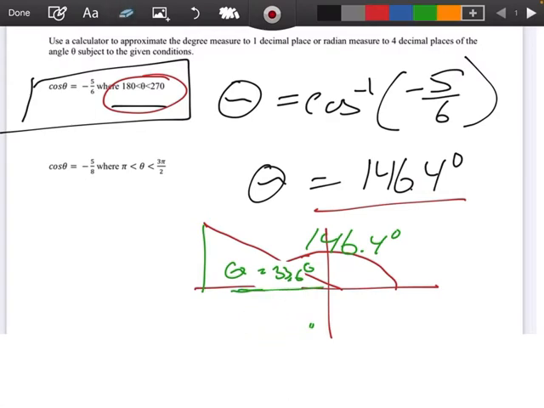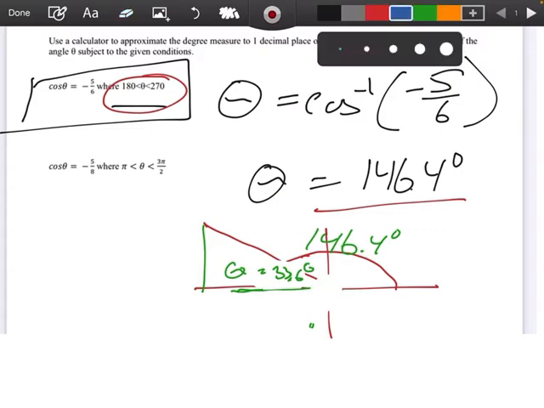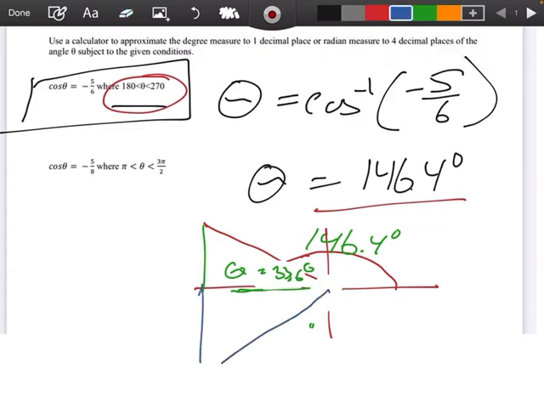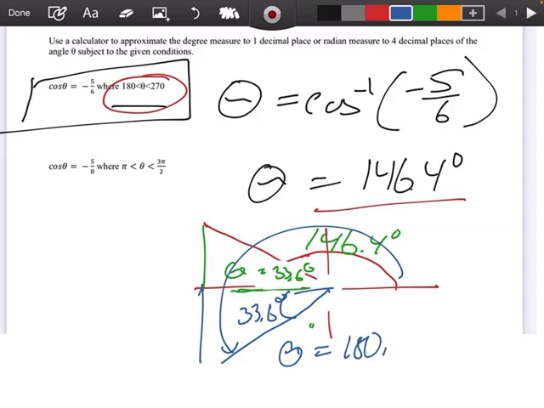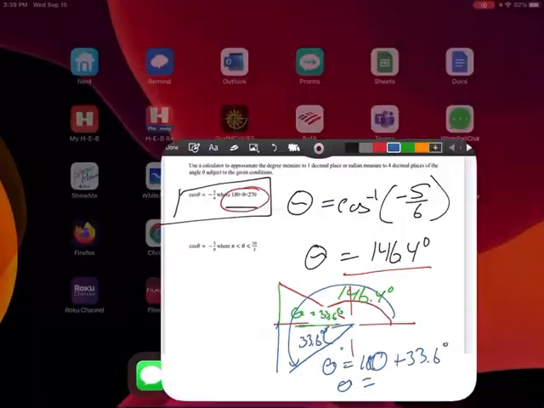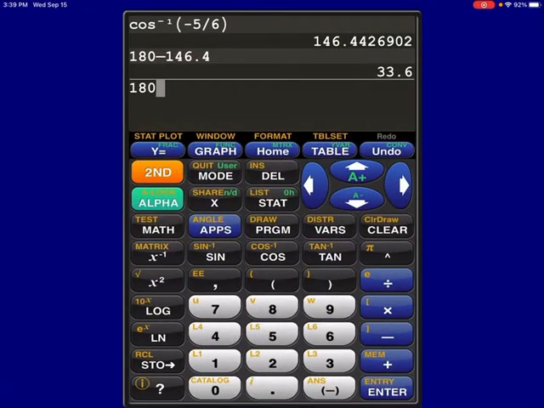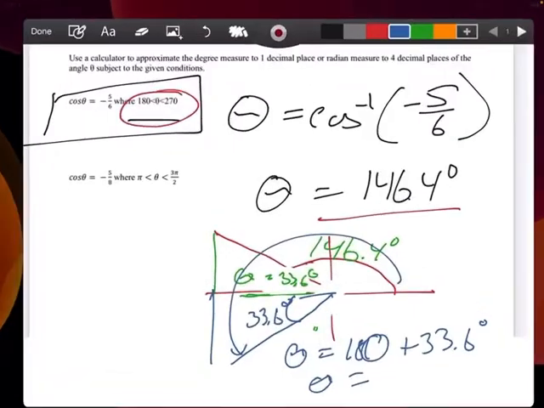I can also draw a separate triangle that would look like this, where this angle would also be 33.6 degrees. So the entire angle here, theta, would be 180 plus 33.6 degrees. So my angle would be 213.6, okay?